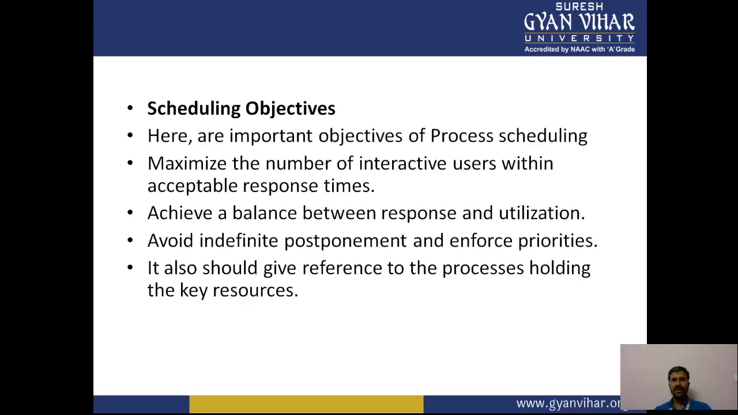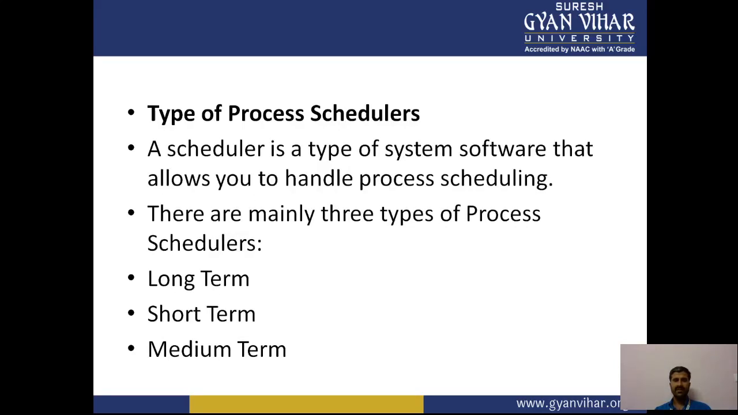So, scheduling objectives. Here are some objectives that are used for process scheduling. Maximize the number of interactive users within the acceptable response time. Achieve a balance between response and utilization, which is a very important point. Avoid indefinite postponement and enforce priorities. It should also give preference to processes holding key resources.